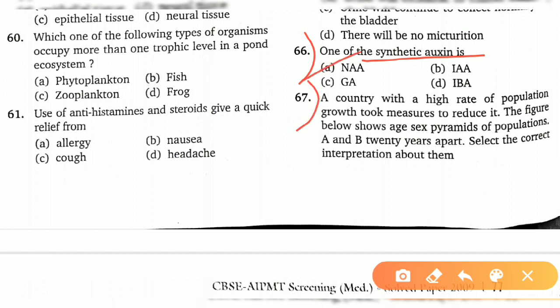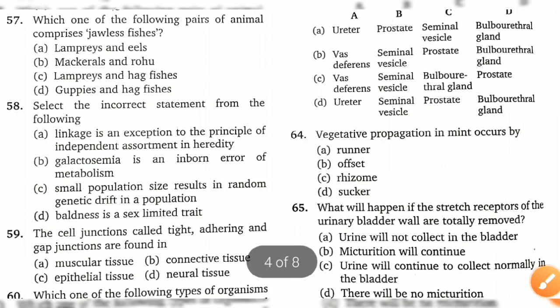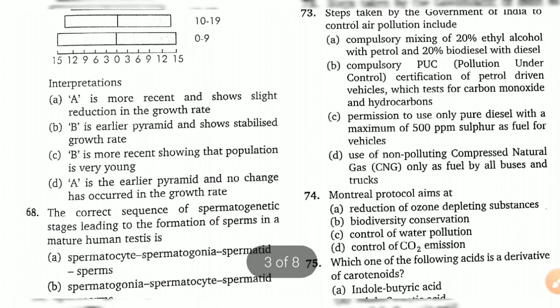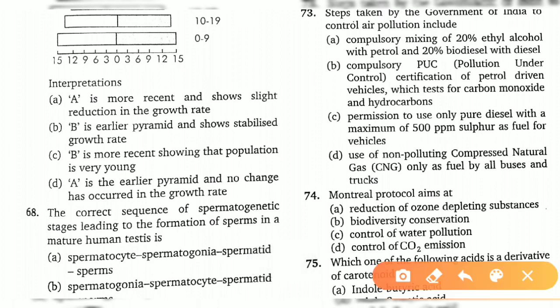Now 67th question. A country with a high rate of population growth took measures to reduce it. The figure below shows the age-sex pyramids of populations A and B, 20 years apart. Select the correct interpretation about them. Options: A is more recent and shows slight reduction in the growth rate. B is the earlier pyramid and shows stabilized growth rate. B is more recent, showing the population is very young. A is the earlier pyramid and no change has occurred in the growth rate. The answer is A.